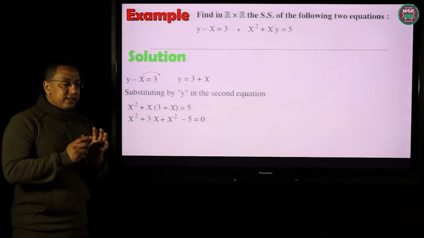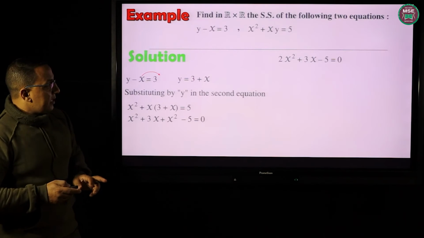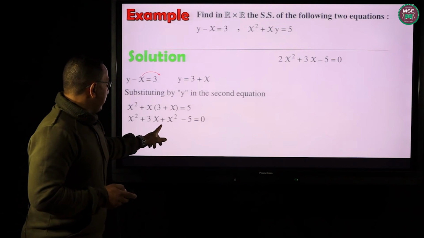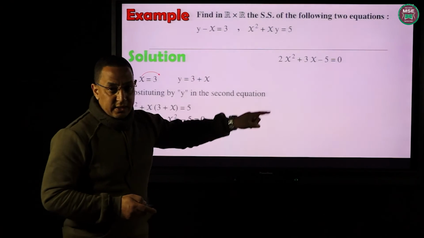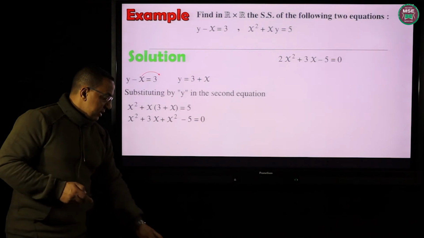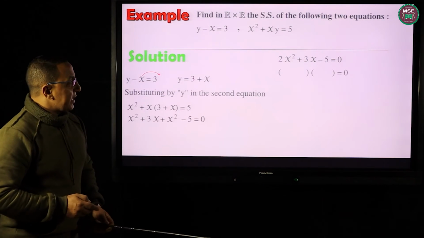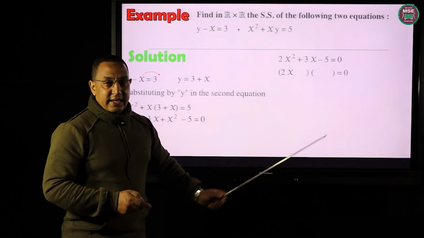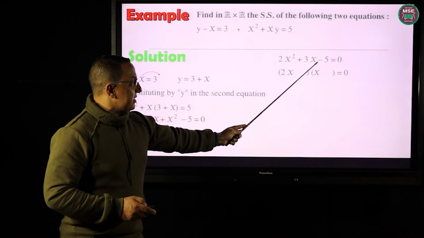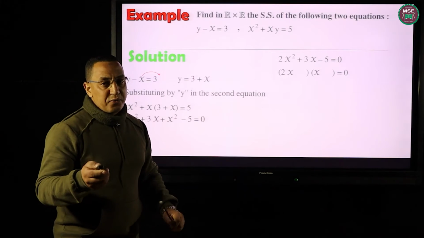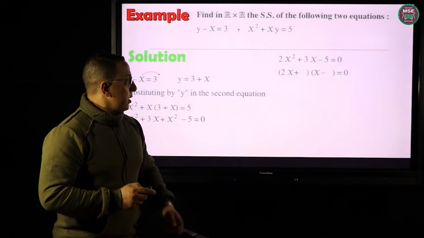Now I'm going to collect the like terms. It will be 2x power of 2, and drop down 3x and the negative 5 because they have no like terms. Now I'm going to factorize this expression. Open two brackets, 2x and x. And now I'm going to write two different signs because this sign is negative, positive and negative, like this.